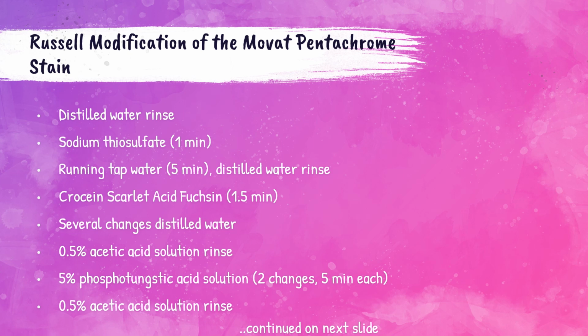Then, the tissue slides should be placed in 2 changes of 5% phosphotungstic acid solution at 5 minutes each. So 2 changes at 5 minutes each, so a 10-minute period. So following this, the tissue should be rinsed with 0.5% acetic acid solution. And we need to go on to the next slide here.